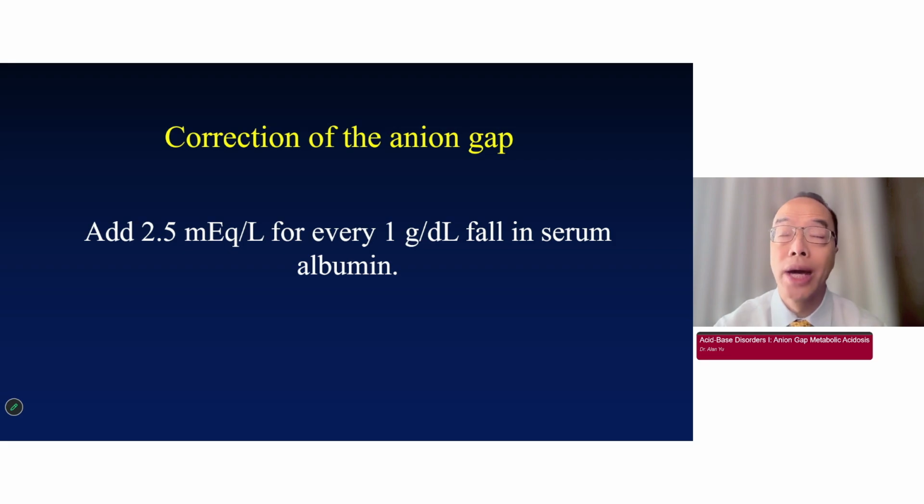So if a normal albumin is 4.0, and you have a patient that comes in with an albumin of 2.0, after you've calculated the anion gap, you add a 5 to that anion gap. And that's the anion gap you use to determine whether someone has a high or low anion gap acidosis.